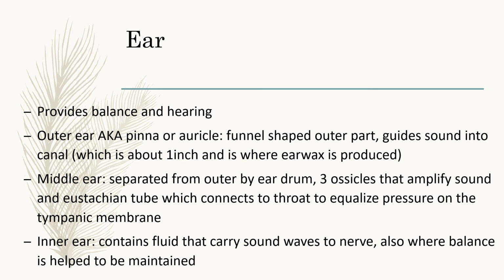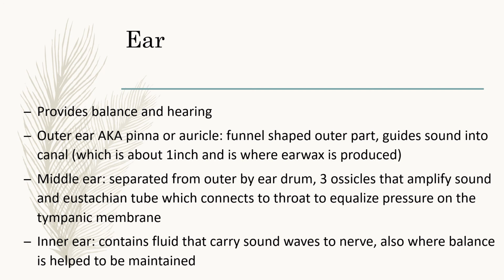Your ear provides balance and hearing. The outer ear is also known as the pinna or auricle. It's funnel shaped. It guides sound down into the canal, which is about an inch long, and your earwax is produced in your canal. Then you have your middle ear. It's separated from the outer ear by the eardrum, and it contains 3 ossicles that amplify sound and a eustachian tube which connects to the throat to equalize the pressure on the tympanic membrane.